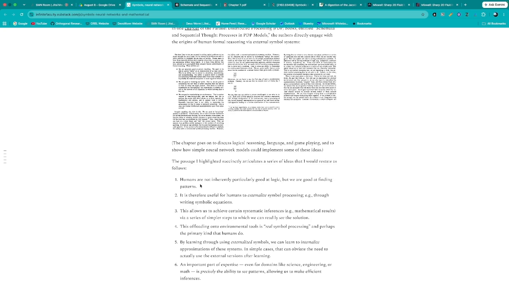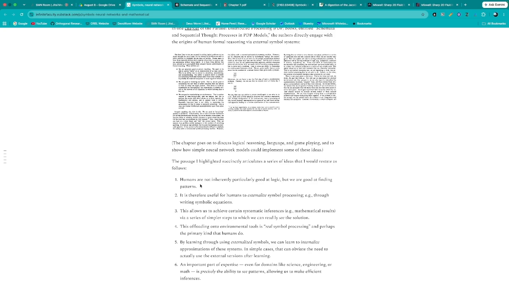Number two, it is therefore useful for humans to externalize symbol processing through writing symbolic equations. And so this is what's useful, what's heuristic. And to state what thought is, you externalize symbol processing. Number three, this allows us to achieve certain systematic inferences, such as mathematical results, by a series of simpler steps to which we can readily see the solution.